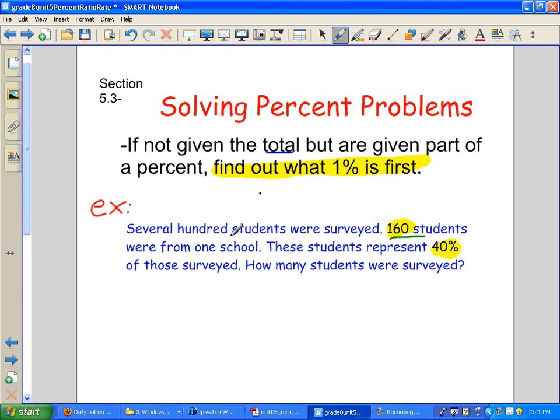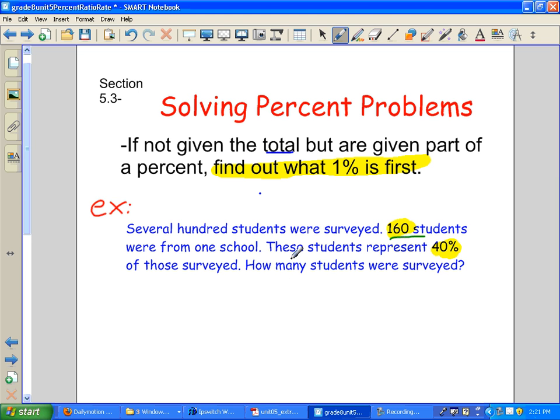It says several hundred students were surveyed. We don't know how many. It said 160 students were from one school. These students represented 40% of those surveyed. How many were surveyed? So less than half of the students would be 160. So common logic would say, well, if this is less than half, 160, then double that, it would be like over 320 students in the school that were surveyed.